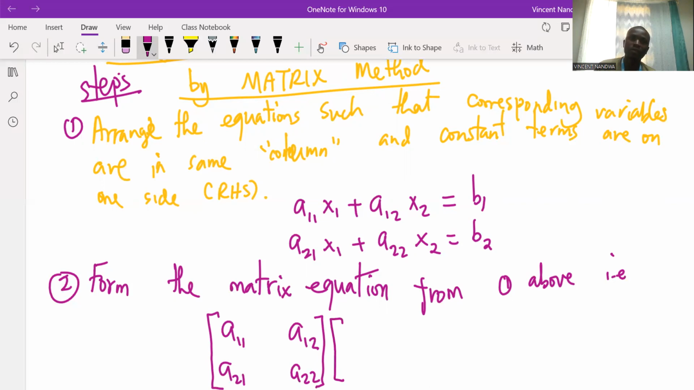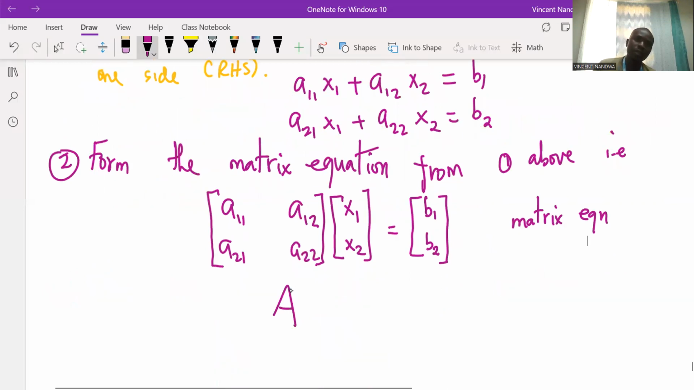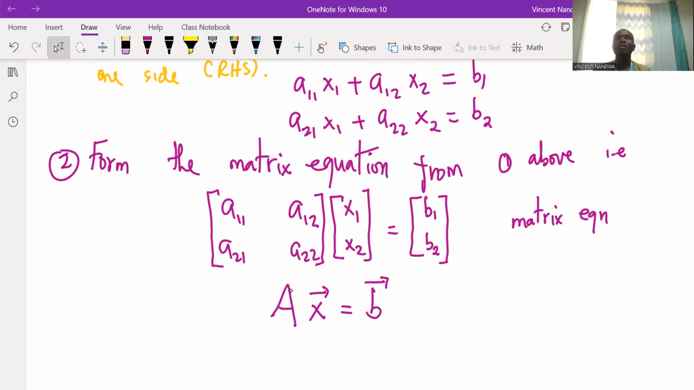And then the first variable x1 takes the first position in this other matrix. Second variable x2, you put it here. And these constants, you arrange them in this order. So this is what we call the matrix equation. So we have matrix A times the vector of the unknowns x1 and x2, and you get the constants as a vector.